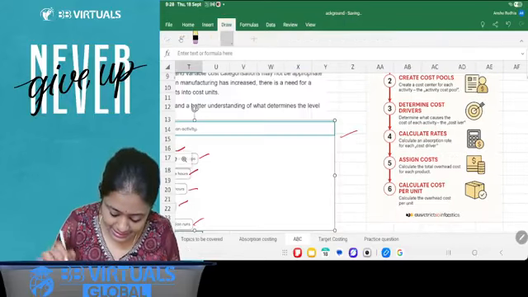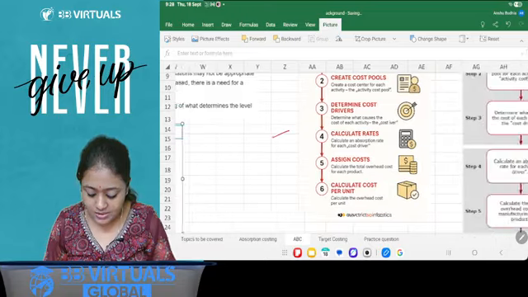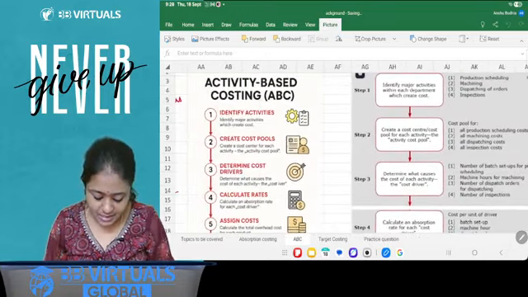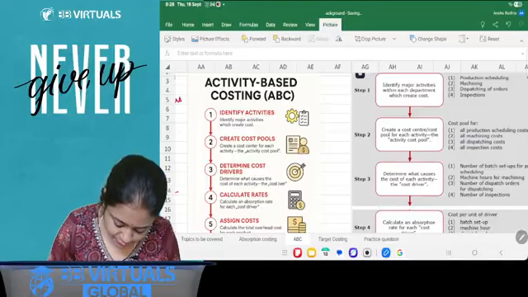Identifying the major activities that are creating the cost. Okay, identifying the different activities.